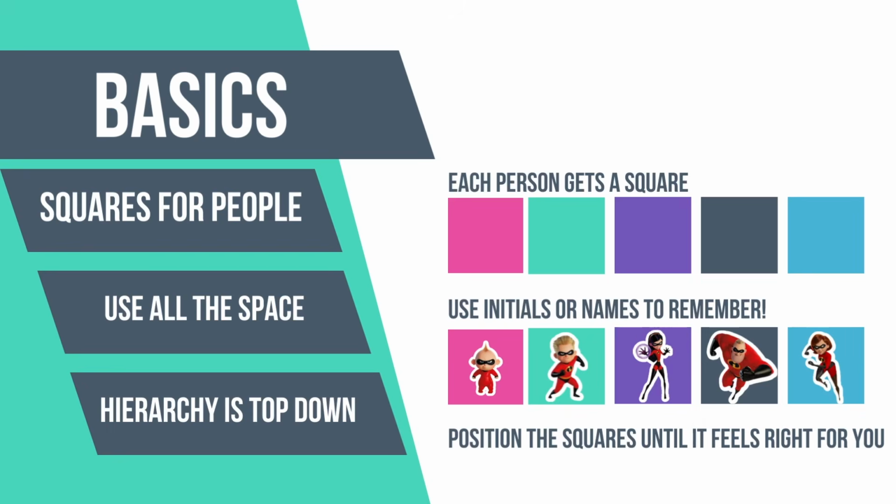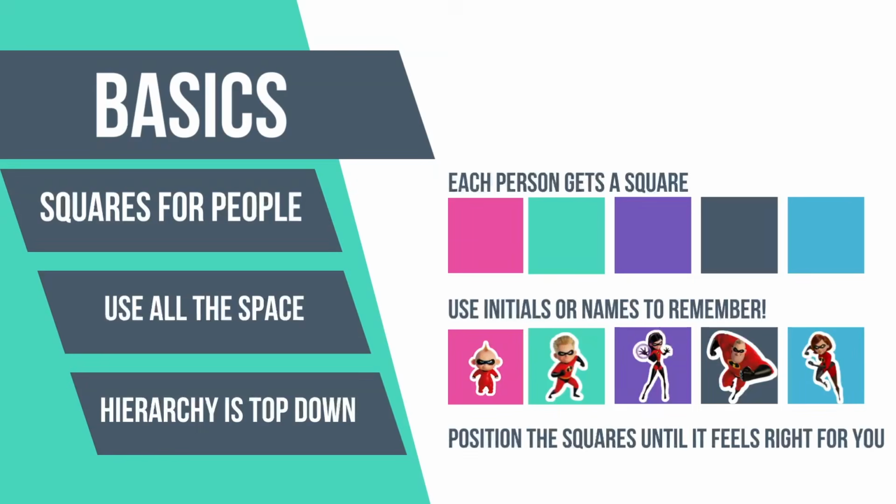So again, there is another video somewhere on my channel that explains this a little bit more, but the basics are that each person on your family map is going to be represented by a square. Just to make things more interesting, I've used different colors, but you really don't have to. You're going to initial the names just to remember who's what, and you position the squares across the page until it feels right for you. The space is important. That represents something, whatever it means to you.